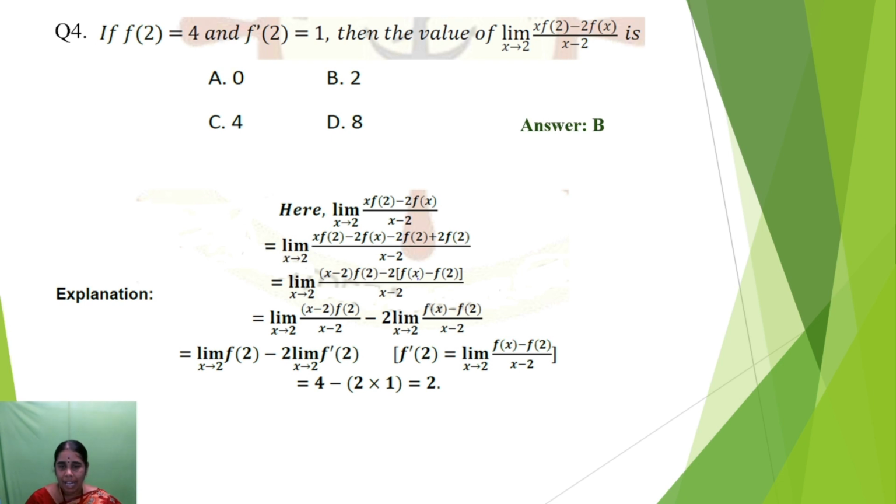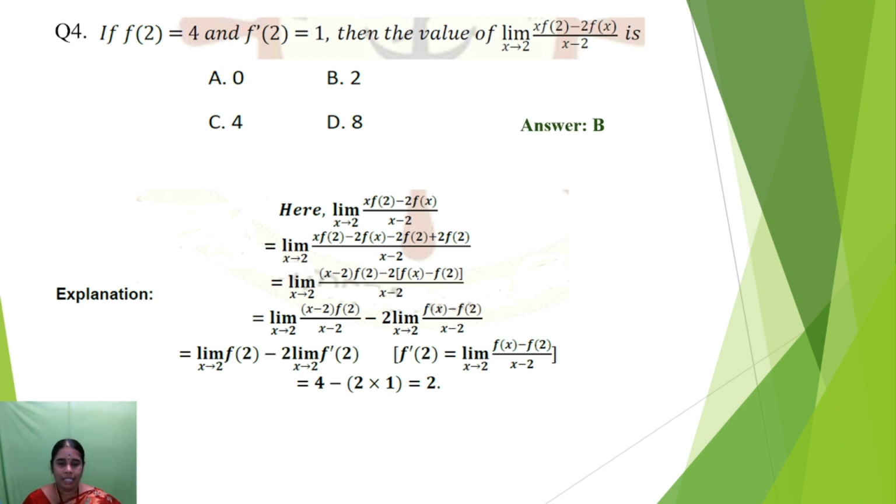From the second and fourth terms, we take 2 as common, and we get f of x minus f of 2. We know the definition, so we split the limit into two parts: first term limit, second term limit. The second limit is nothing but the definition of a derivative. Limit x tends to 2 of (f of x minus f of a) by (x minus a) means f dash of a.